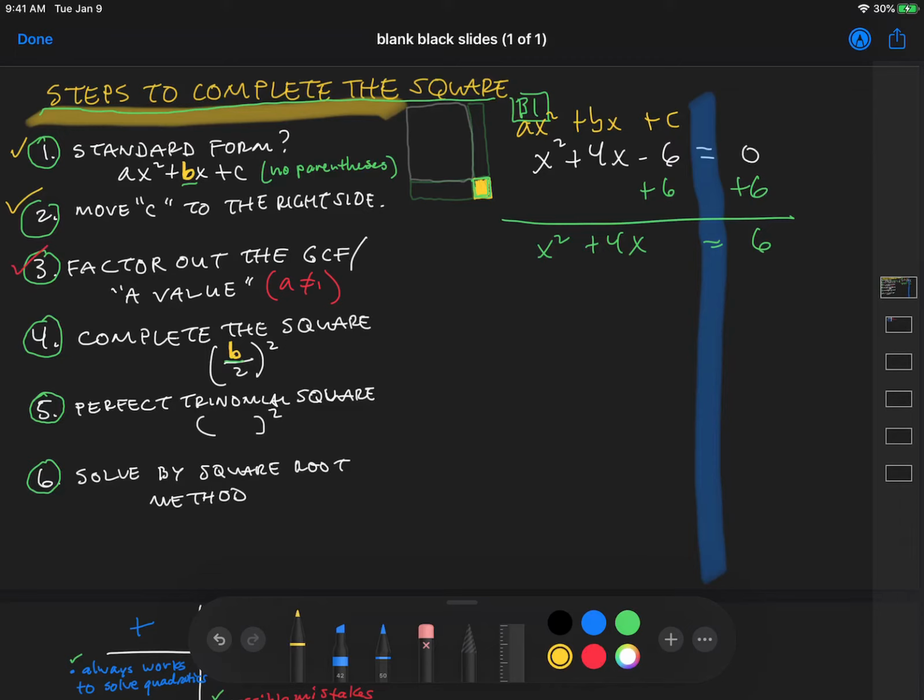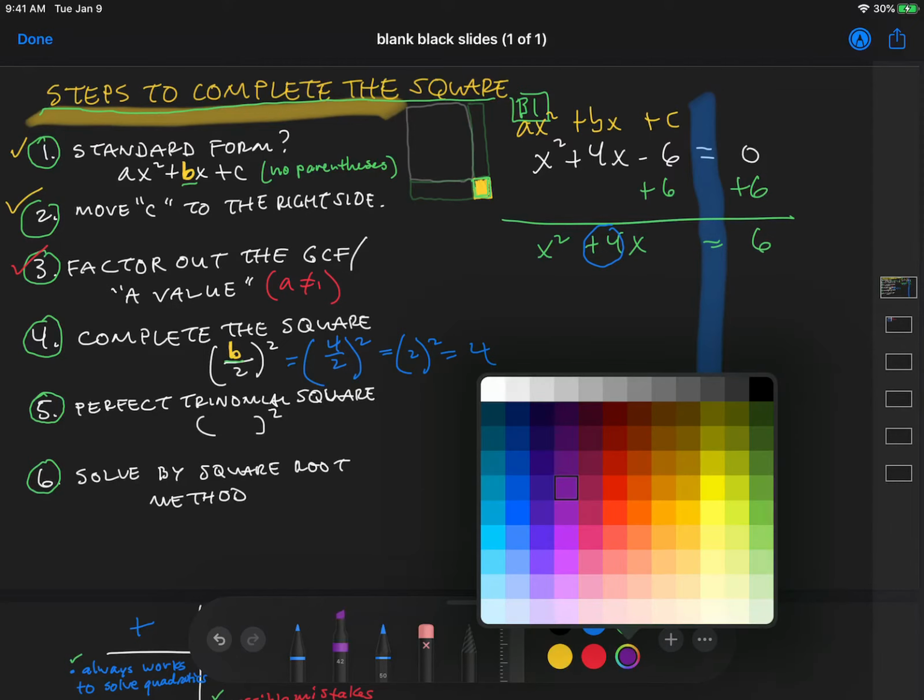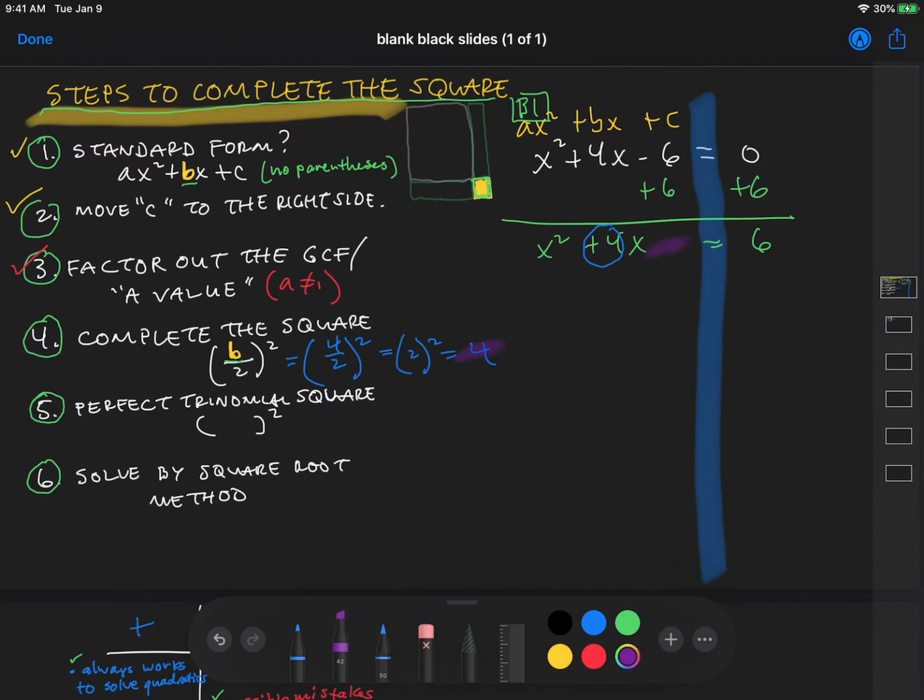Number 4, complete the square. So let's take our b value. Let's try to use the color we haven't been using. There's my b value right here. And we're going to put it into this formula. 4 divided by 2 squared. 4 divided by 2 is 2, and 2 squared is 4. So this number 4 is going to go right there. Plus 4.